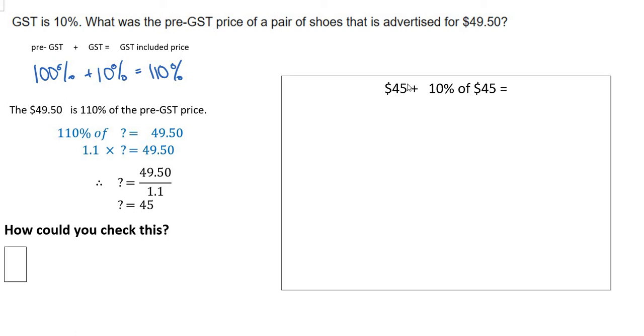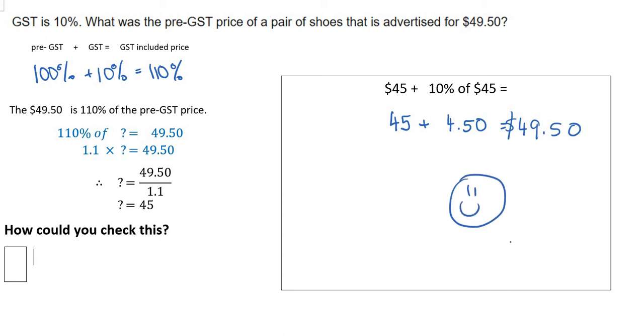So what I'm thinking about is my $45 plus 10% of my $45, which is my GST, needs to give me a total of $49.50. So therefore I have my $45, 10% of my $45, remember 10% is the same as 1/10, so I can divide that by 10, gives me 4.5 or $4.50. So if I add those two together, 45 plus $4.50 gives me $49.50, which is fantastic. It works. Yay, I've checked my solution and I'm happy.